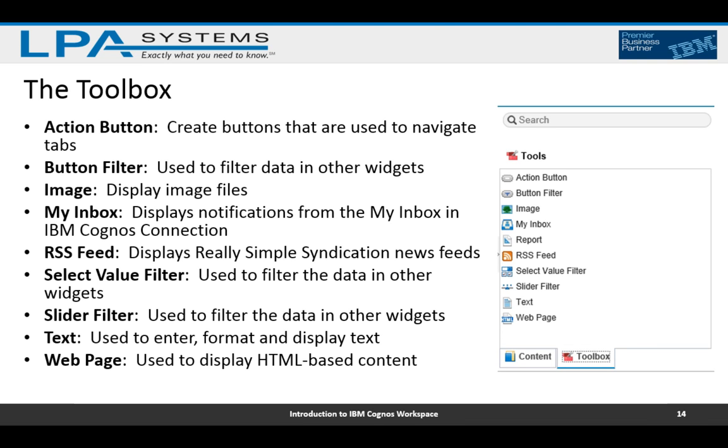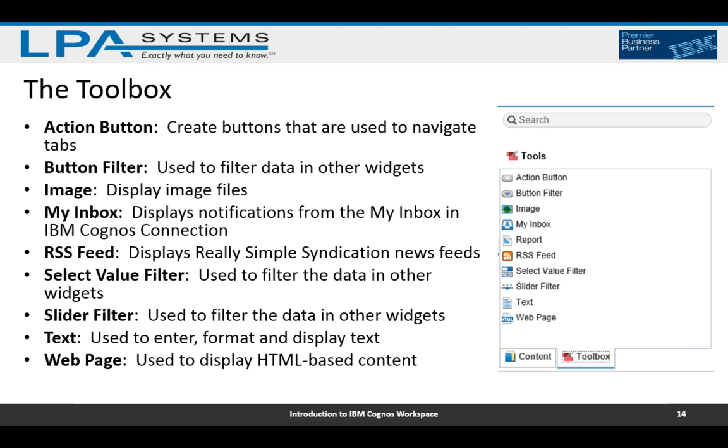Button filter is something that's new in the current release of Cognos 10.2.2, and the button filter is just a new type of filter that allows the user to click buttons to change the scope of a widget. You can display images, for instance, your company image, to customize and tailor your workspace. You can also display other content like your Cognos My Inbox and RSS feeds.